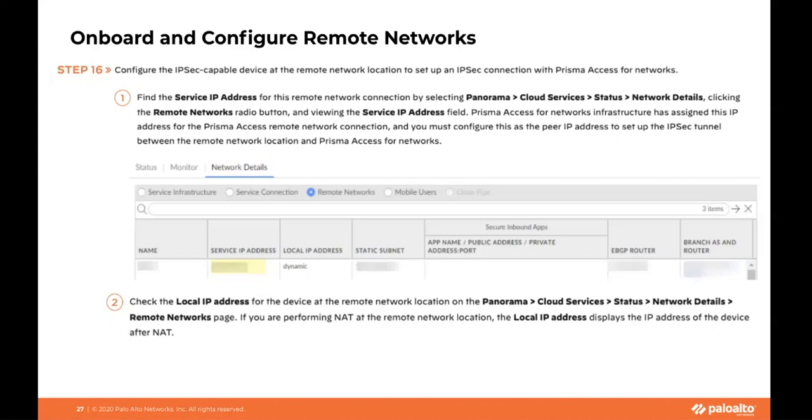After some time of performing your commit, it will take some time, and you will see the service IP address in your onboarding section. Find the service IP address for this remote network by selecting Panorama, Cloud Services, Status, Network Details. You must configure this as a peer IP address to set up the IPsec tunnel between your remote network location and Prisma Access. Check the local IP address for the device, if you're performing any NAT at your remote network location.